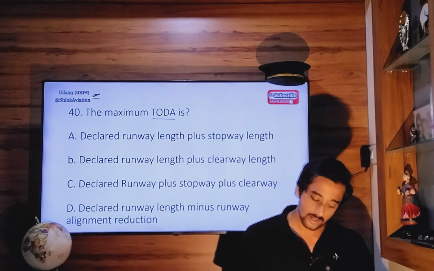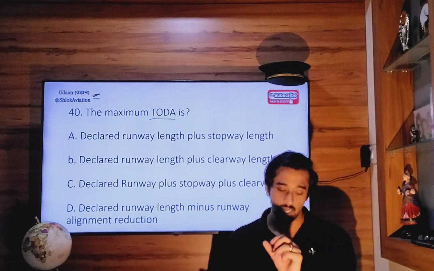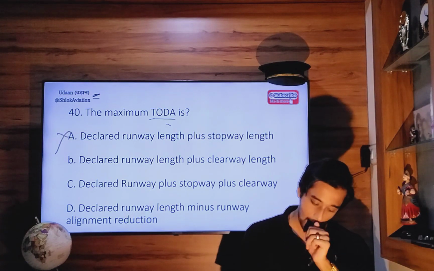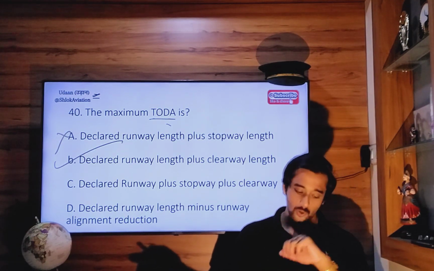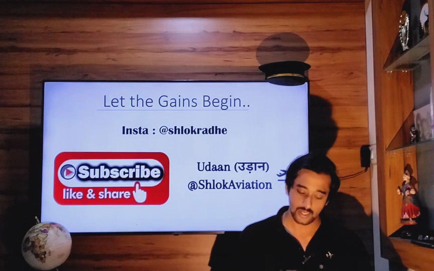The maximum takeoff distance available is what? Takeoff distance is runway length plus clearway. So this is wrong. Alpha is wrong. Bravo is right. So takeoff distance is declared runway length plus clearway length.